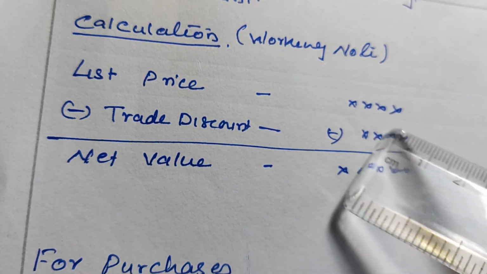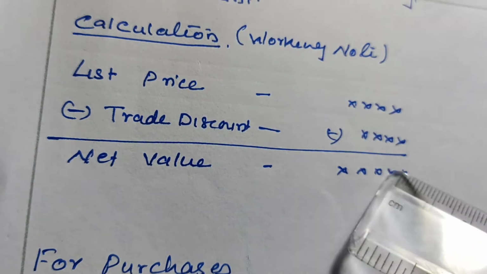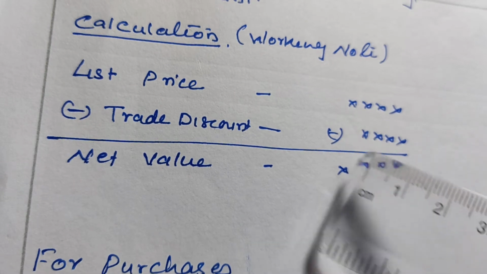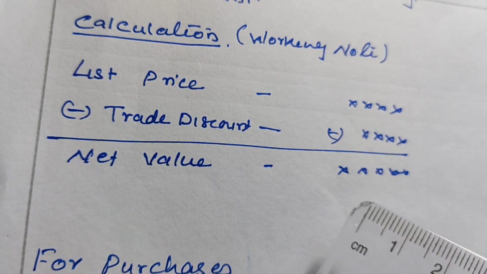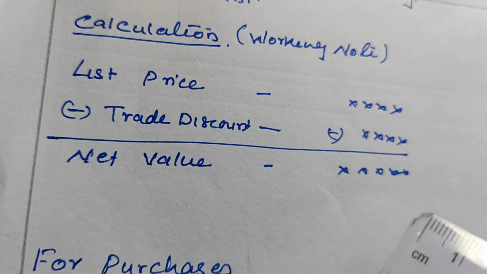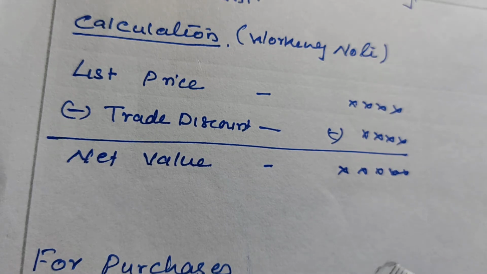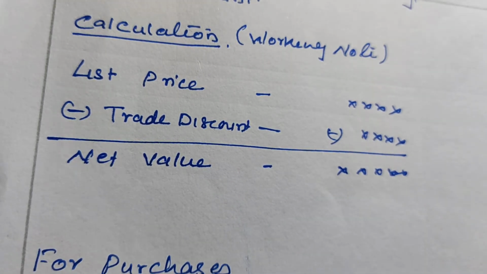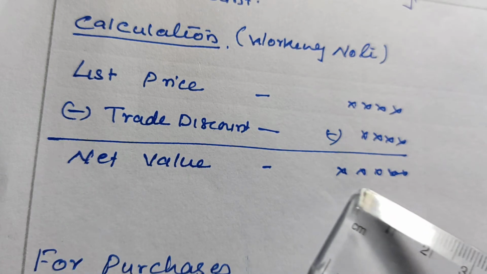Okay, trade discount is not entered in the books of account, which means list price and trade discount will not be recorded. The net value will be recorded in the books of account. The journal entry will be the same as for purchases, which we had learned earlier. Journal entry for purchase of goods is purchases account debit to cash if it is cash purchase, and purchases account debit to creditor if it is credit purchase. There will be no change in the journal entry, only the amount will be changed.